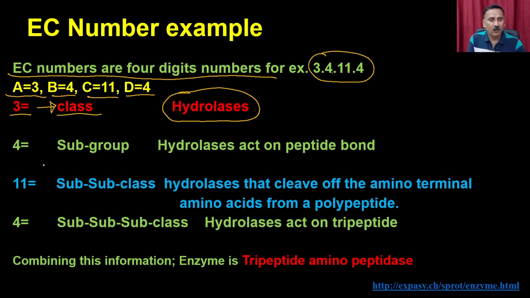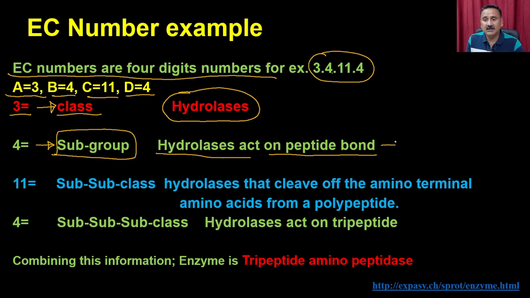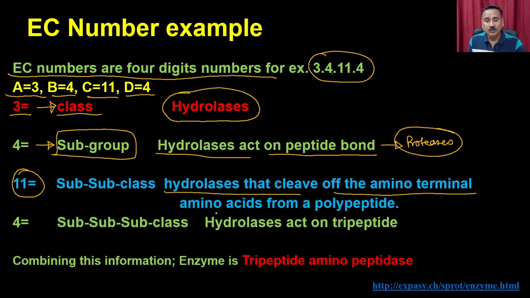If the B is 4, it is denoting the subgroup, right? So subgroup 4 within 3 belongs to the hydrolases that act on the peptide bond, which means all these are actually the proteases which are going to work on the peptide bonds. Then if you have the C, which is 11, the subclass is 11, then these are the enzymes like the hydrolases that cleave off the amino terminal amino acid from a polypeptide, okay. So that is the kind of information.